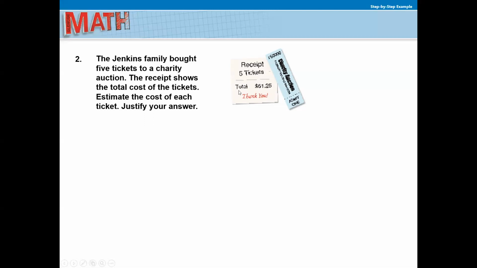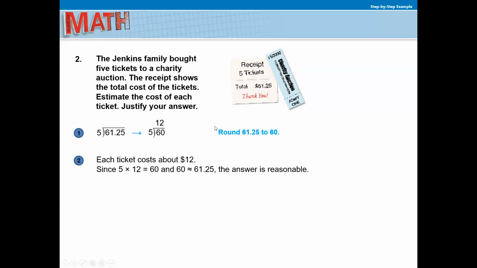So we've got a receipt for 5 tickets and the total was $61.25. How much for one? $61.25 divided by 5. We're looking for a dividend that is 5 friendly. They're going to round down. 60 is very 5 friendly because the basic fact 5 times 12 is 60. Each ticket costs about $12. Since 5 times 12 equals 60 and 60 is approximately 61 25/100, the answer is reasonable.